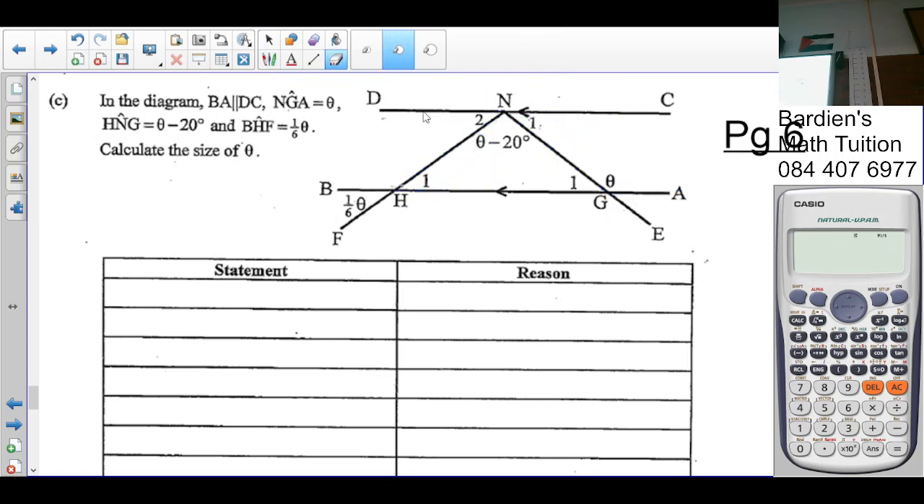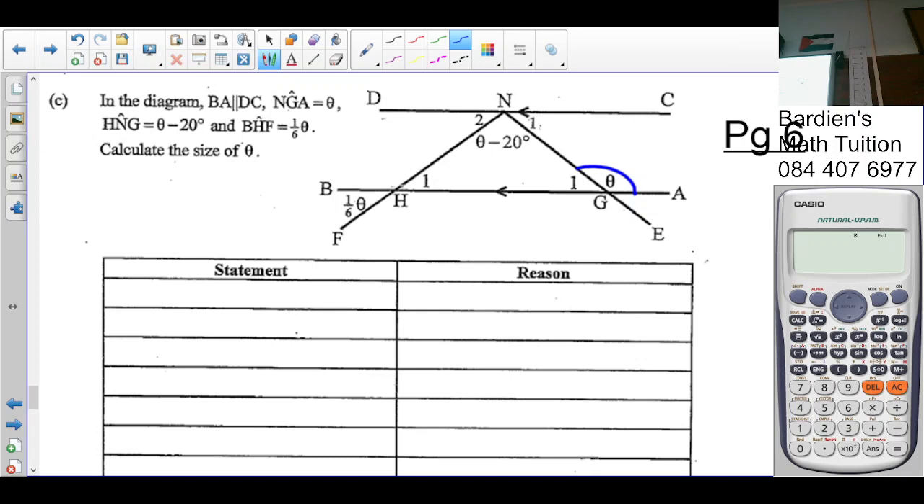Then we are told that NGA is theta, which is this angle here. And HNG is equal to theta minus 20 degrees. And BHF is 1/6 theta. The question says calculate the size of theta. So again, we need to set up an equation in pursuit of calculating the value of theta. Not so? So yesterday we spoke about it and we said we're going to go with the fact that angles in a triangle add up to 180.